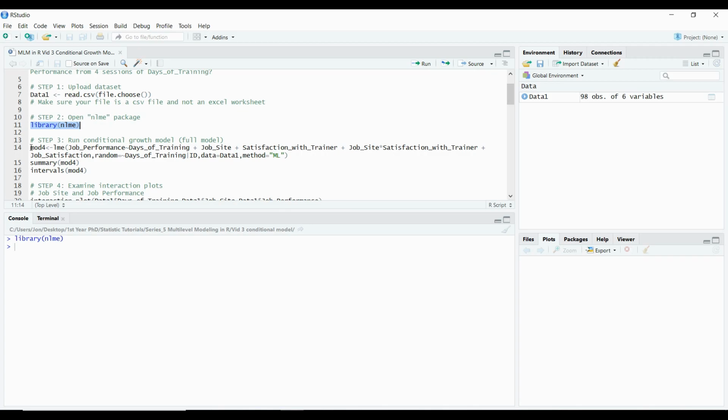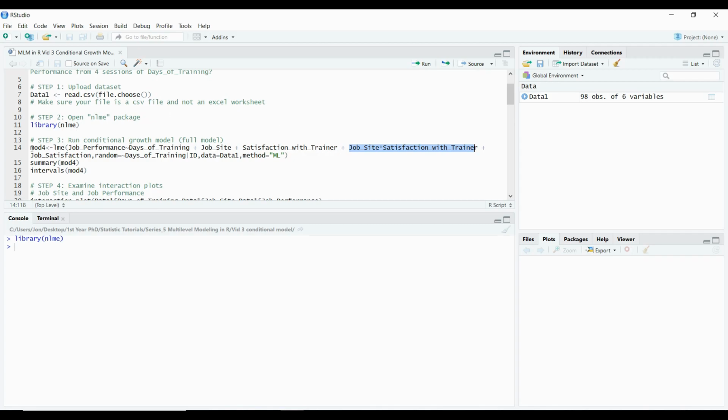So it's going to be called Mod 4, and it's the newest version of the model. We have our dependent variable, which is job performance. We have days of training, which is also located here, because remember, we're using it as a random effect and random slope across individuals. And now we have our predictors in the model. We have job site, satisfaction with trainer, and job site by satisfaction with trainer.